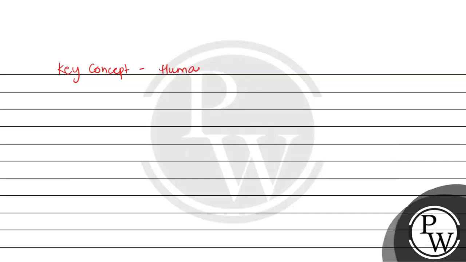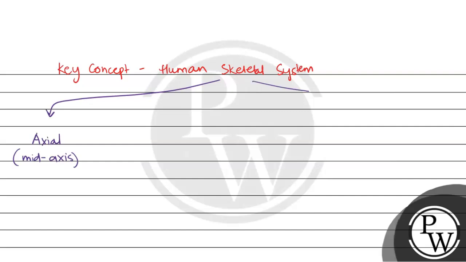human skeletal system. Human skeletal system is majorly divided into two parts. One is the axial skeletal system, which forms the mid axis of the body, and the second is the appendicular skeletal system, which forms the appendages and the girdles of the body. Axial skeleton has a total of 80 bones, and appendicular skeleton consists of a total of 126 bones.